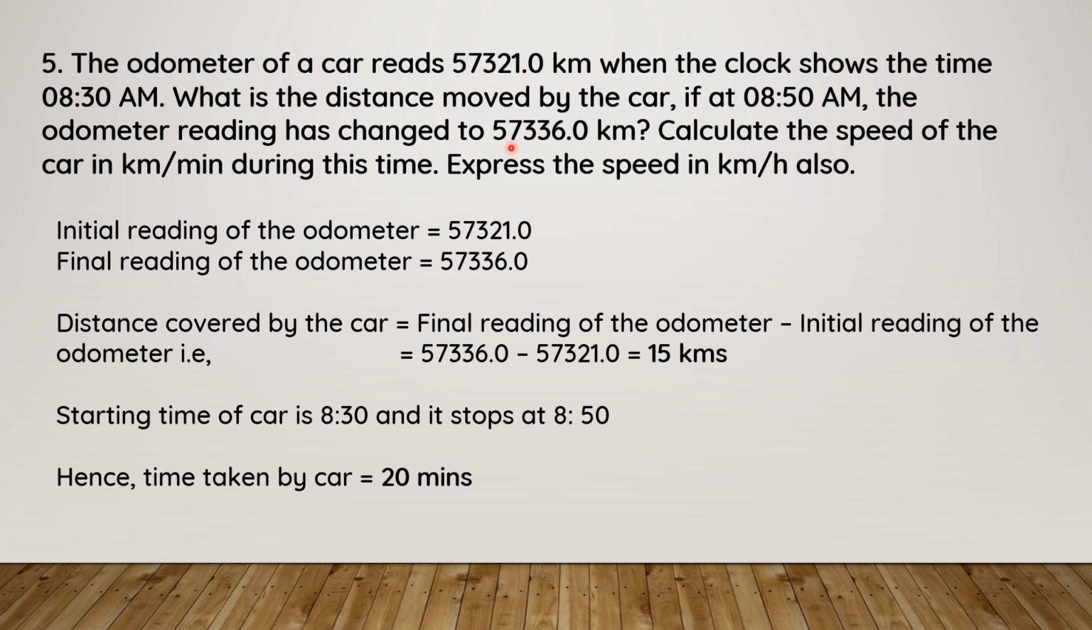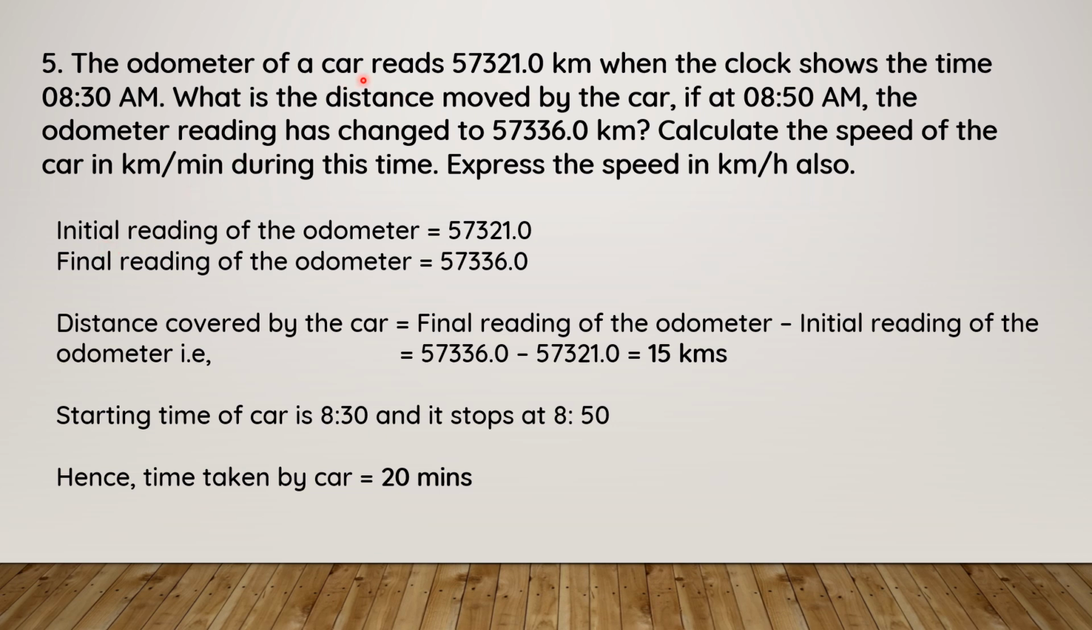So the car has run this much distance, from 57,321 to 57,336 kilometer, and time is 8:30 to 8:50. Calculate the speed of the car in kilometer per minute during this time. Express the speed in kilometer per hour also. So that is a lengthy question. So first we have to write the given values. See, initial reading of the odometer. Initial reading means the first reading.